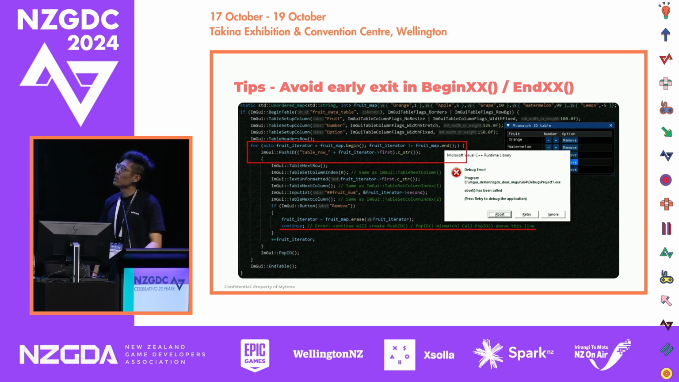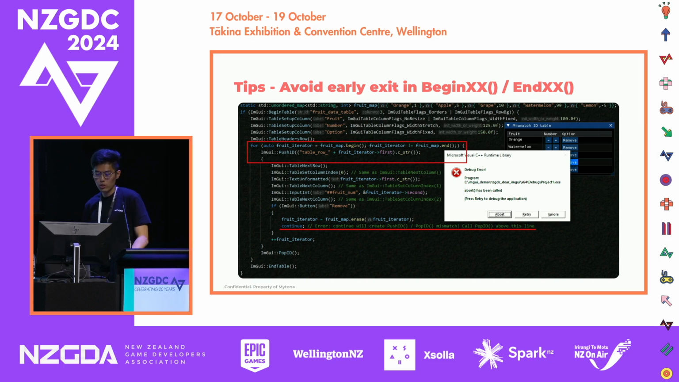Another tip from me is to avoid early exit from your code. Same example from the table. I remove my data when I press the remove button. I erase it from my vector or map, and I continue because I don't care about other stuff anymore since I removed it. But the problem here is that I use PushID and PopID is down here. So when you continue, you will skip it and it will give you a runtime error. It's also hard to detect because you only get it when you press a button.